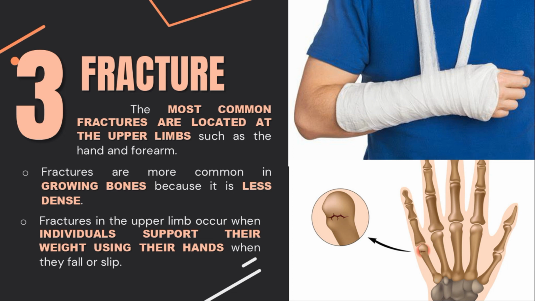bones natin. Okay, so class, when we see fracture in the upper limb, it occurs when individuals support their weight using their hands when they fall or slip. So, kagaya nga ng sabi ko, sa sports, may mga tendency na may mga mali tayo na itutukod o isusuporta dun sa body natin. So, yun yung nagkakaroon ng fracture.